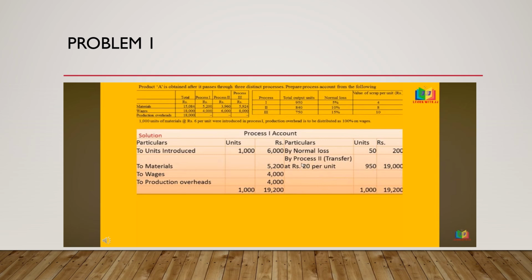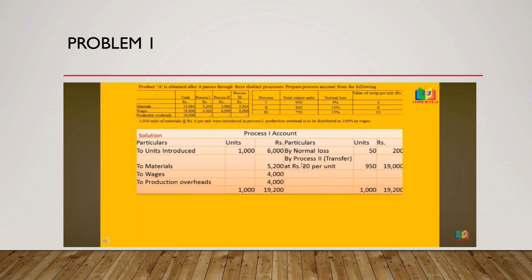And on the credit side we record the normal loss. Now in the question, normal loss is given as 5%. So taking the units introduced, that is 1000 into 5%, we get 50 units. And now the value of scrap per unit is given as 4 rupees. So 50 into 4 we get 200.